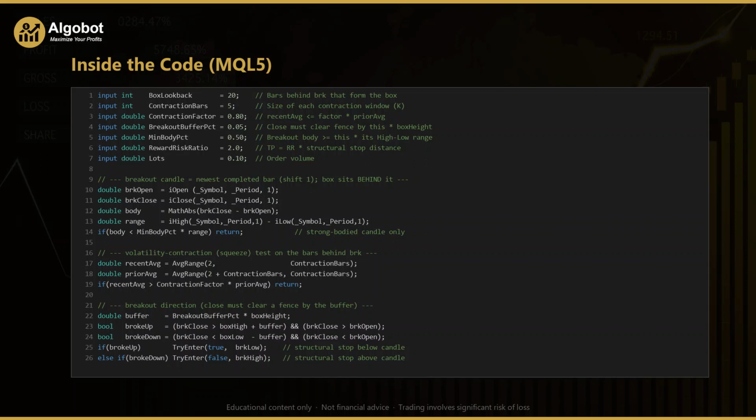The value broke up is true when the close clears the box high plus the buffer and the candle is bullish. The value broke down mirrors that to the downside. If broke up is true, it calls try-enter for a long, using the candle's low as the structural stop. If broke down is true, it enters short, using the candle's high. Clean, readable, and driven entirely by price.